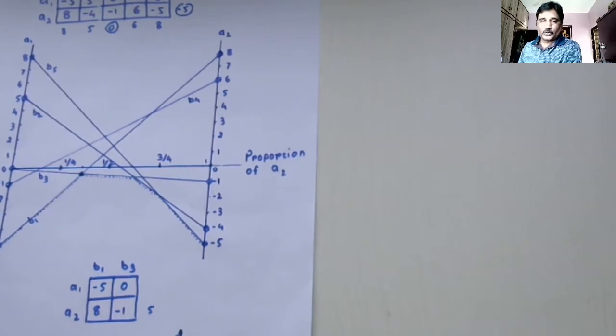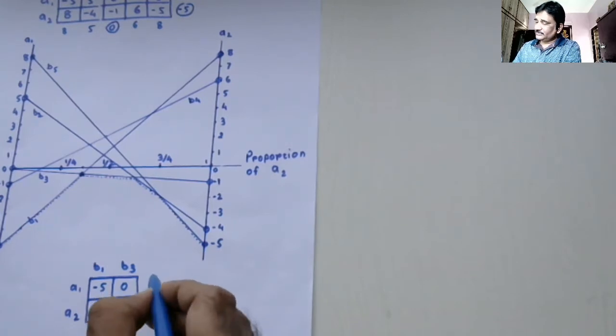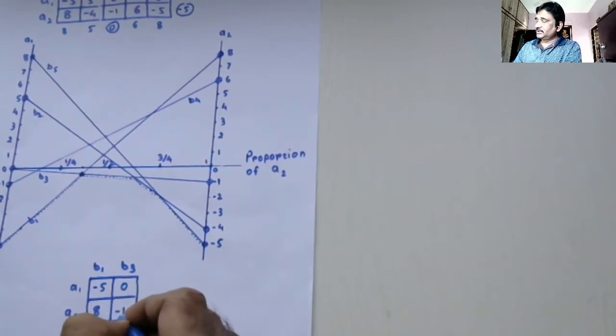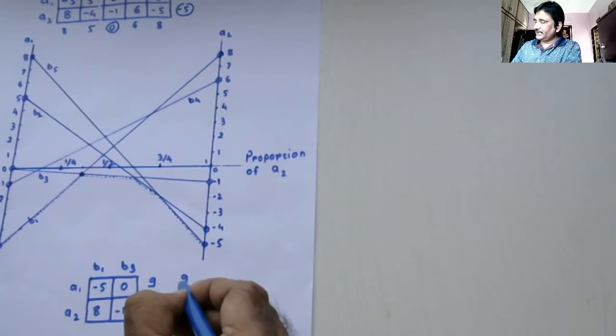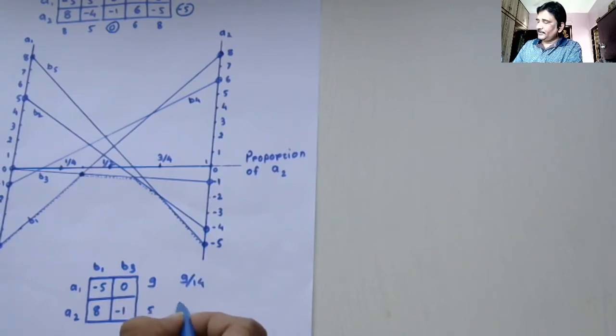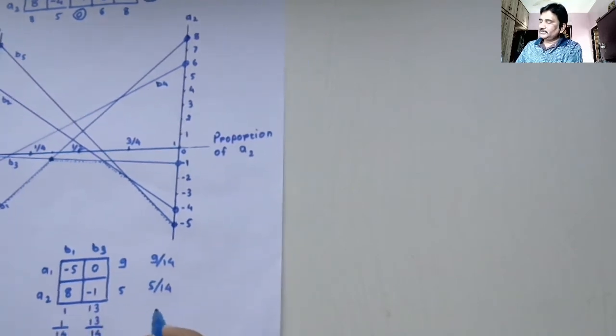So this game also won't have a saddle point, because finally the solution to this problem has to be a mixed strategy, and that will come from here. So minus 5, 0, 5, and 8 minus minus 1. What is that? 9. So you sum these two and put that in the denominator: 9 by 14 and 5 by 14. Now find this difference here: 0 minus 1, 1, and minus 5 minus 8, 13. So make the sum 1 by 14 and 13 by 14. So the game is solved.